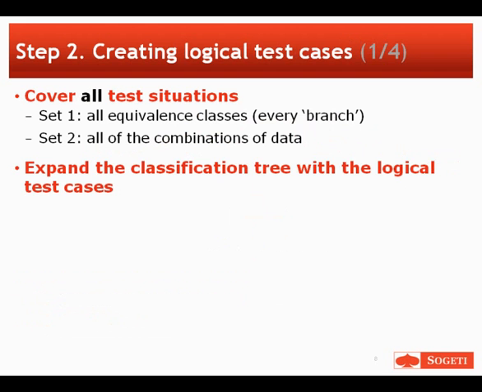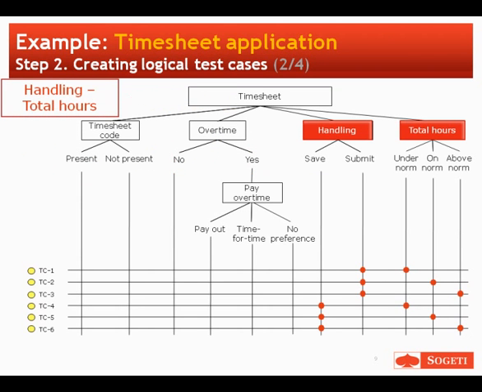Step 2 is to create logical test cases. The logical test cases have to cover all of the identified test situations. On the next slide, we will use the classification tree to draw them up. The branches in the classification tree are extended. Some horizontal lines are drawn. Each of these lines will represent a logical test case.